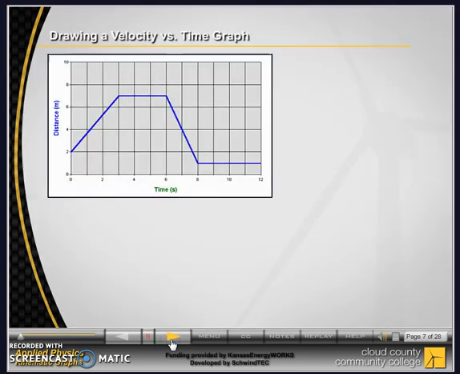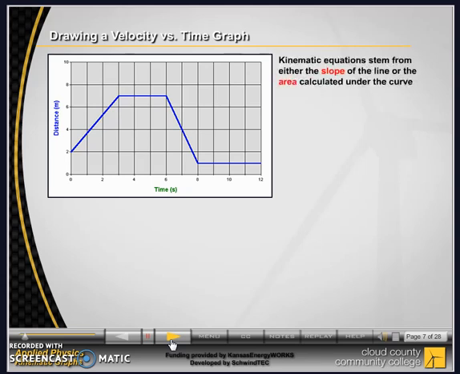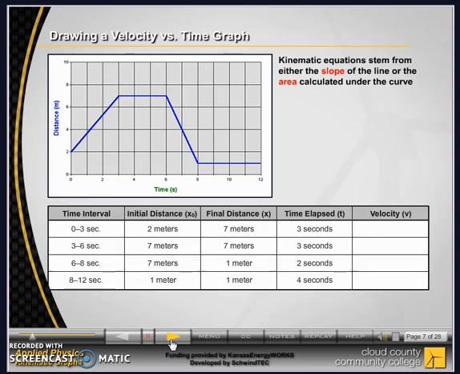Understanding graphs is essential in your study of kinematics. The kinematic equations stem from either the slope of the line or the area calculated under the curve. Here is a table of data which can be easily read from the graph itself. It was placed in tabular form to help you organize your thoughts. You can calculate the slope of a distance versus time graph and come up with the velocity. On your own, do so using the data and insert the answers into the final column of the chart.